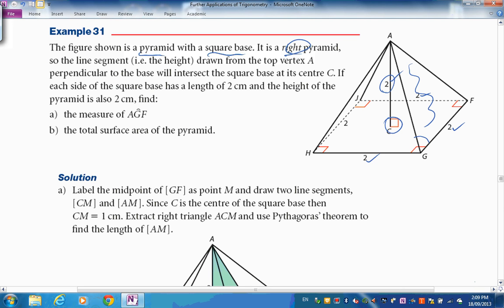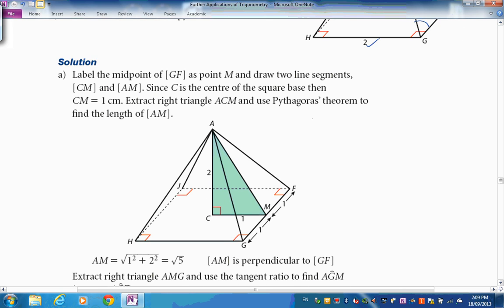Okay, so midpoint of GF here, so we're going to create something over here. Let's go down and see it in this diagram here. So the midpoint of GF, there it is, going to be 1 and 1. And if this is the centre, let's work in this standing up triangle. C is the halfway point. It's a right pyramid, so this is 1 centimetre, and ACM is 90. So we should be able to find the length of AM.